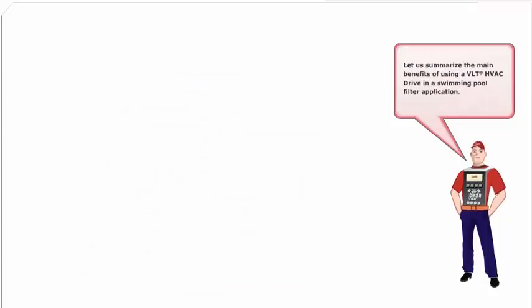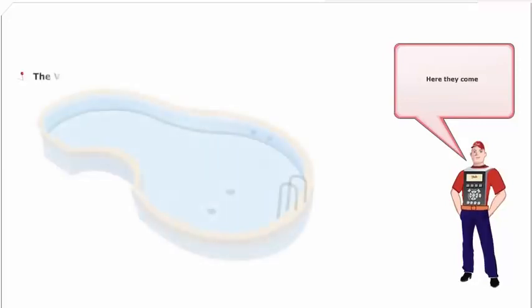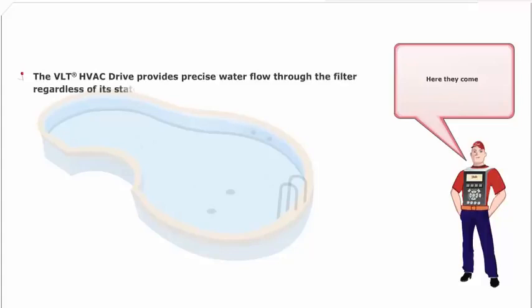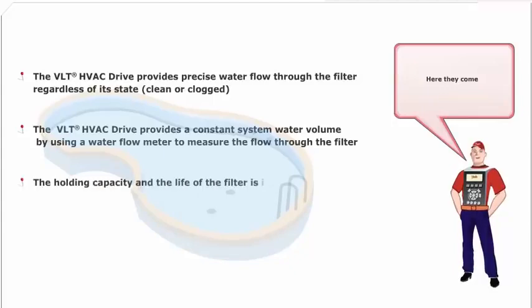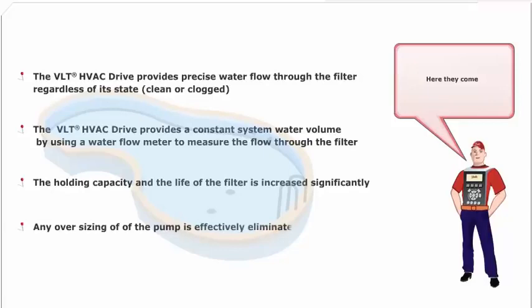Let us summarize the main benefits of using a VLT HVAC drive in a swimming pool filter application. Here they come. The VLT HVAC drive provides precise water flow through the filter, regardless of its state, clean or clogged. The VLT HVAC drive provides a constant system water volume by using a water flow meter to measure the flow through the filter. The holding capacity and the life of the filter is increased significantly. Any oversizing of the pump is effectively eliminated, as the pump is automatically adjusted to match the actual demand.